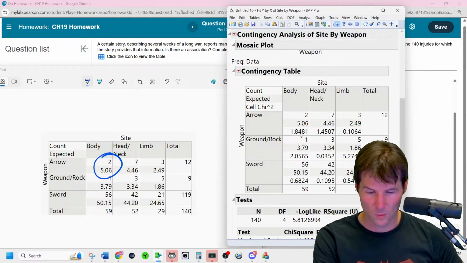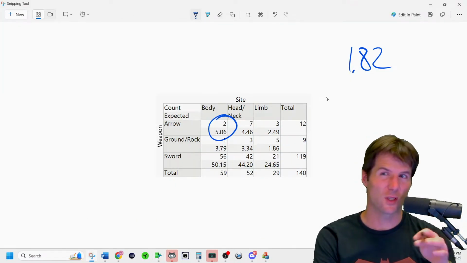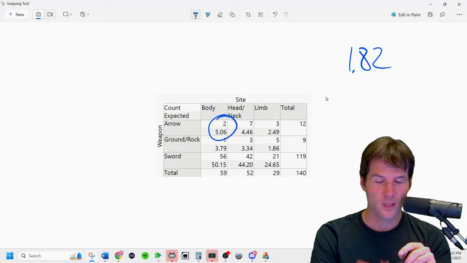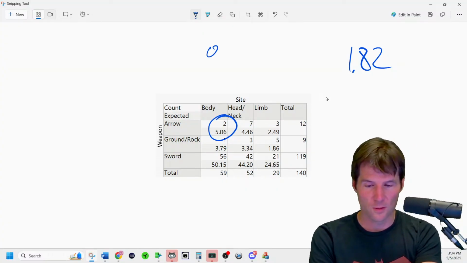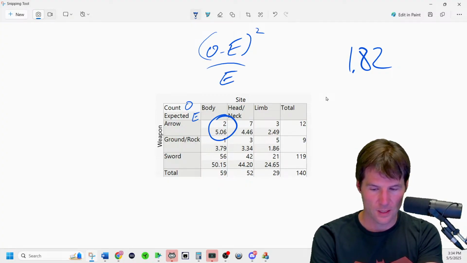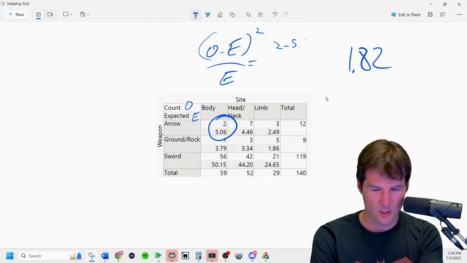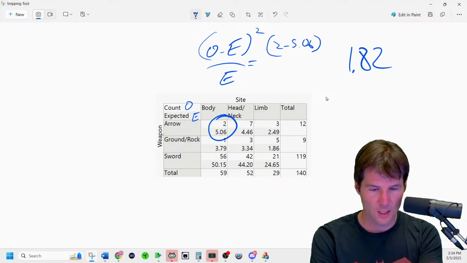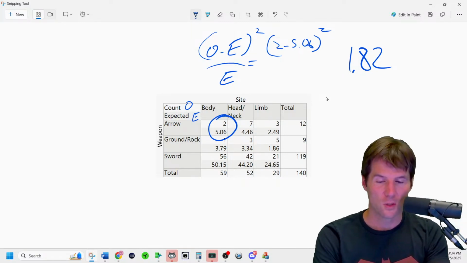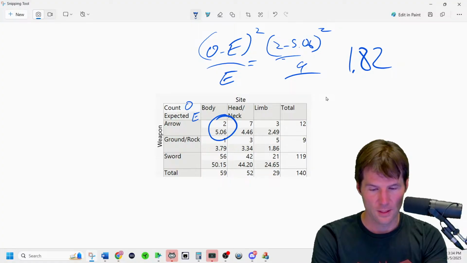Cell chi-squared. 1.85. Darn it. Close. How did I know? I said it was 1.8 something. I should have just said 1.8 and then it would have still rounded. It's because you do the following. You do observed minus expected. Observed is the top one. This is the observed. This is the expected. And then you quantity square it over expected. So what I noticed is it's 2 minus 5.06, which is basically 3 or 3.06 squared. So you get, it's basically 9 over, and then it's going to be over 5. So that's where I said, oh, it's about 1.8.